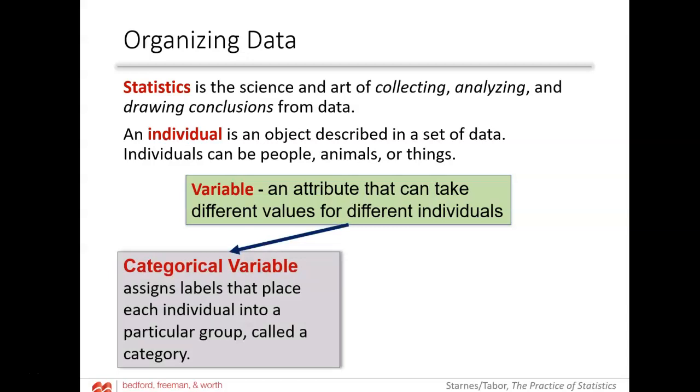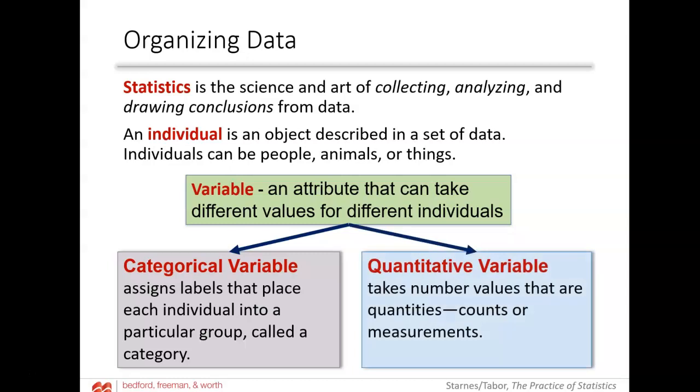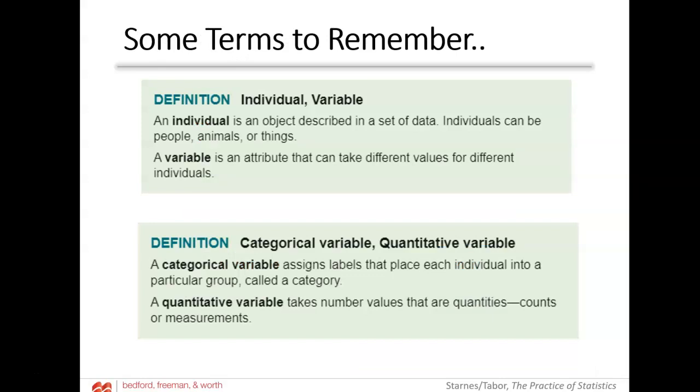And then when we know we have a variable, we can differentiate between what's called a categorical variable and a quantitative variable. So if you kind of break down the English root words there, categorical means that we are assigning labels that place each individual into a group or a category. And then quantitative is referring to numbers. So they take number values that are quantities, could be counts and measurements. And we'll break that down further in a moment. Actually, I don't know if it's in this section, but we'll see. Later on, we'll break that down further.